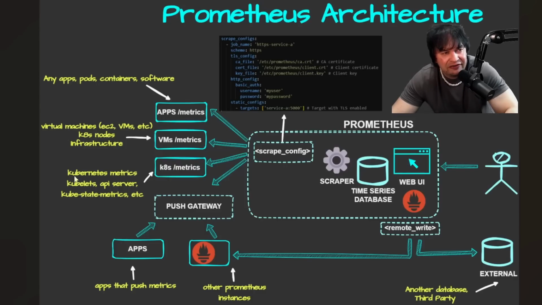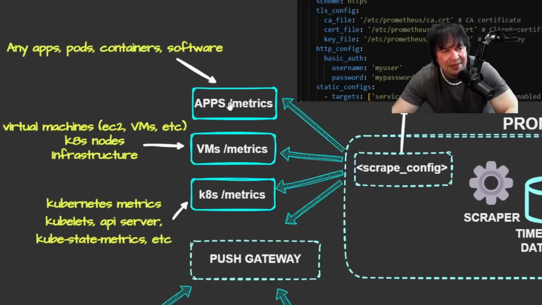Now if we take a look at the far left side over here, we have apps, we have VMs, we have Kubernetes. This can be any type of app. So it can be apps that our developers write, it can be apps that run in containers inside pods, it can be running in Docker, it can be running on a virtual machine, it can be any type of open source software that has a metrics enabled endpoint. So basically apps have an HTTP endpoint called /metrics. That's the default endpoint that Prometheus will look for.